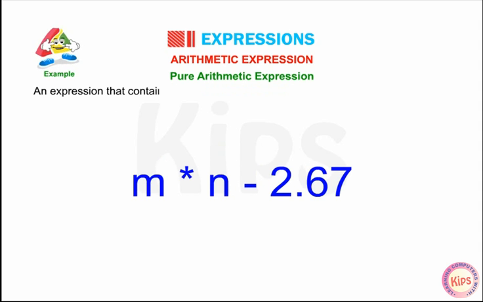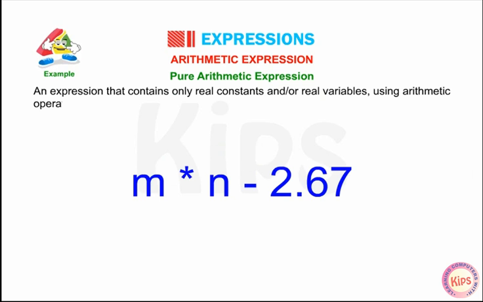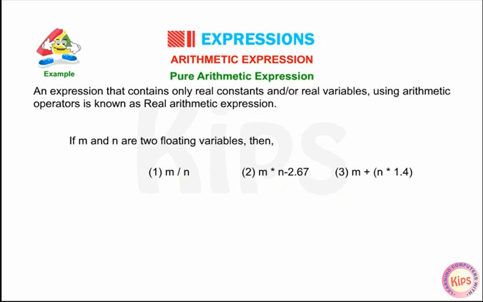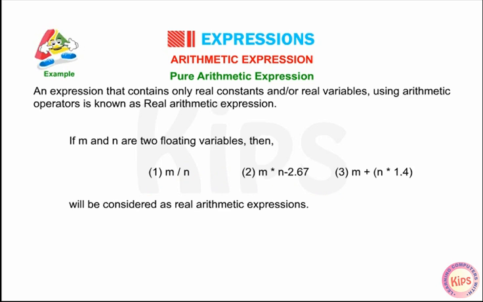An expression that contains only real constants and or real variables using arithmetic operators is known as real arithmetic expression. If m and n are two floating variables, then number 1: m / n, number 2: m * n - 2.67, number 3: m + (n * 1.4) will be considered as real arithmetic expressions.